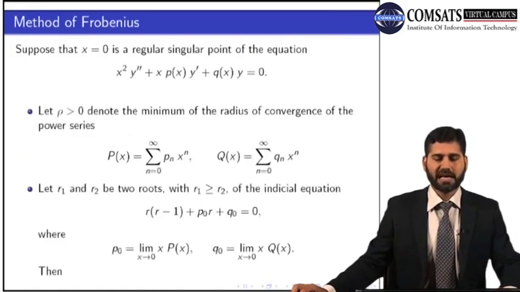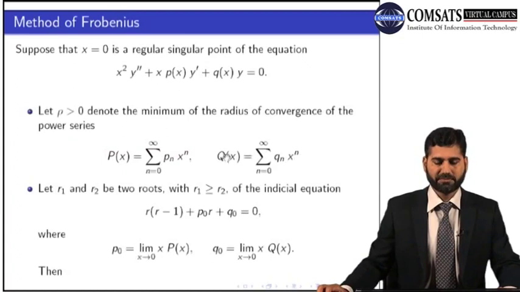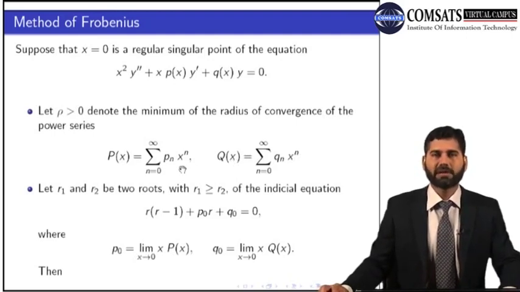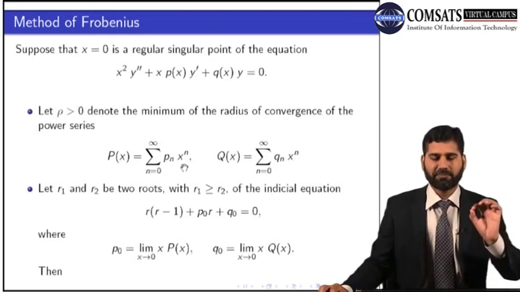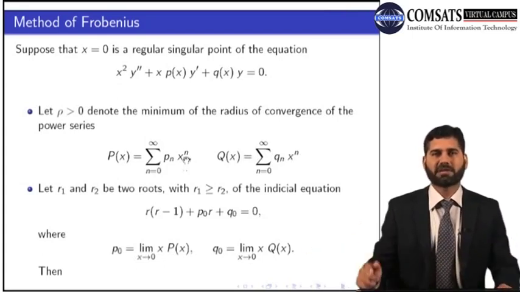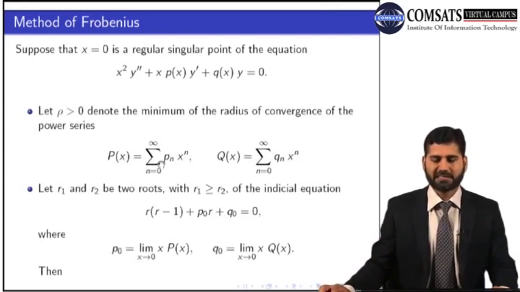Method of Frobenius: suppose that x equal to 0 is a regular singular point of the equation. Let rho greater than 0 denote the minimum of the radii of convergence of the power series for p(x) and q(x). Because x equal to 0 is a regular singular point, the functions p(x) and q(x) will be analytic. And if a function is analytic, it must have a power series representation. So that's why we can write p(x) and q(x) in the form of series.